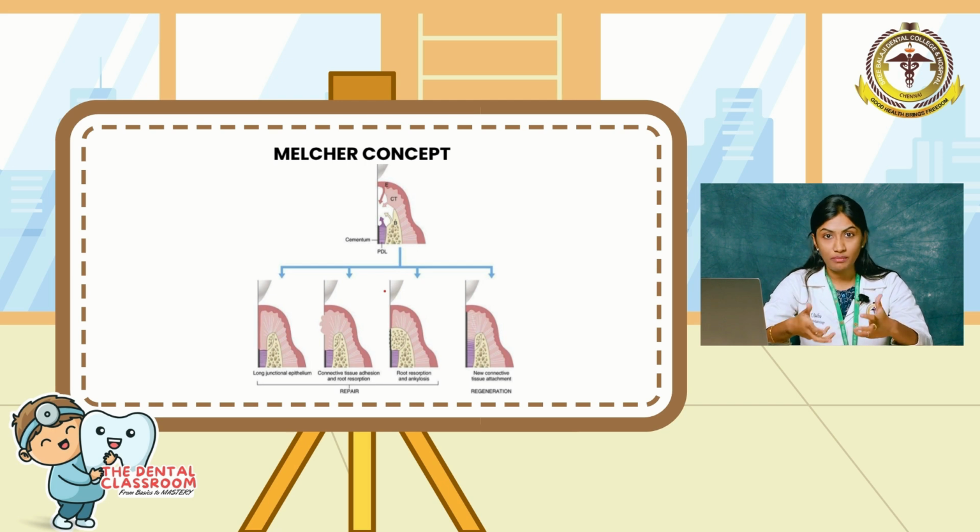For restoring the periodontium, we need periodontal ligament cells and fibers. For this to happen, progenitor cells have to accumulate in the defect area, which will give the needed cells for enhancing the functional activity. That is called new connective tissue attachment, reattachment, new attachment, or periodontal regeneration as given by Melcher. This is what we are going to gain in periodontal regeneration. This is a very important concept given by Melcher for periodontal regeneration.